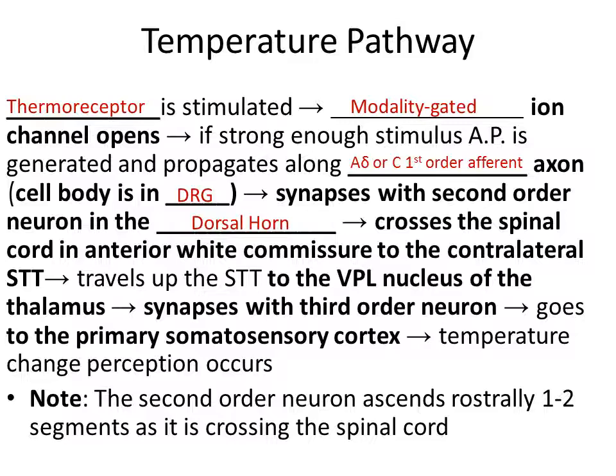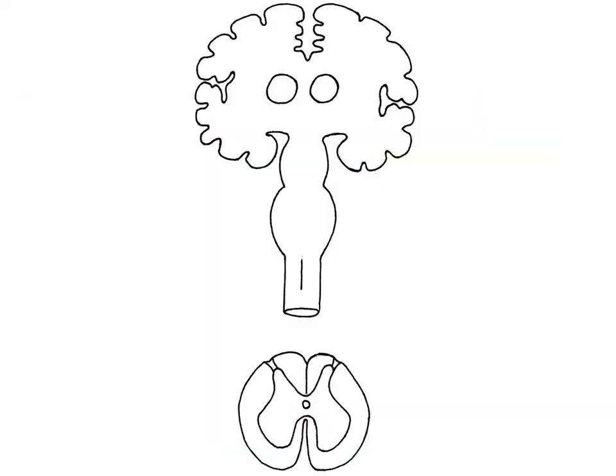Again, there's some evidence that, like pain, temperature may not go straight across, but may actually ascend a little bit as it's crossing. And once again, I just want you to put that way in the back of your brain. And we'll talk about it when we talk about a particular spinal cord injury.